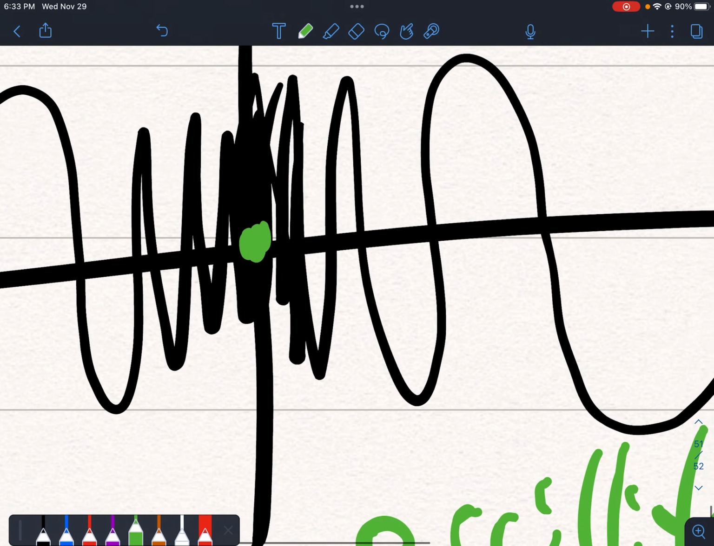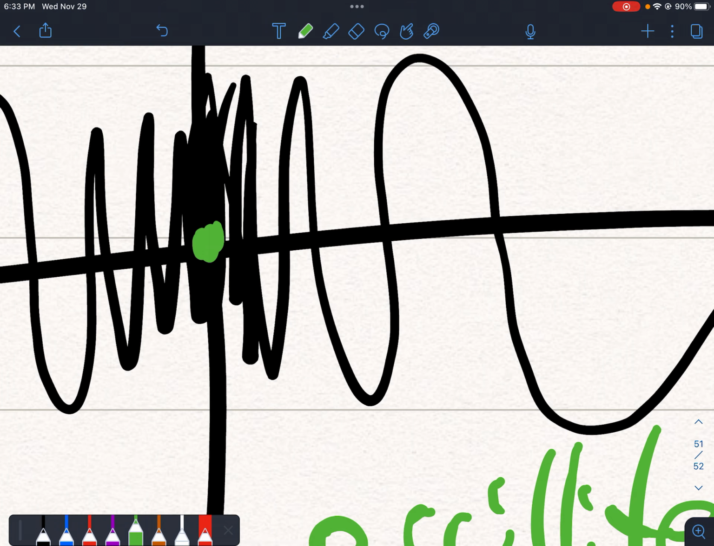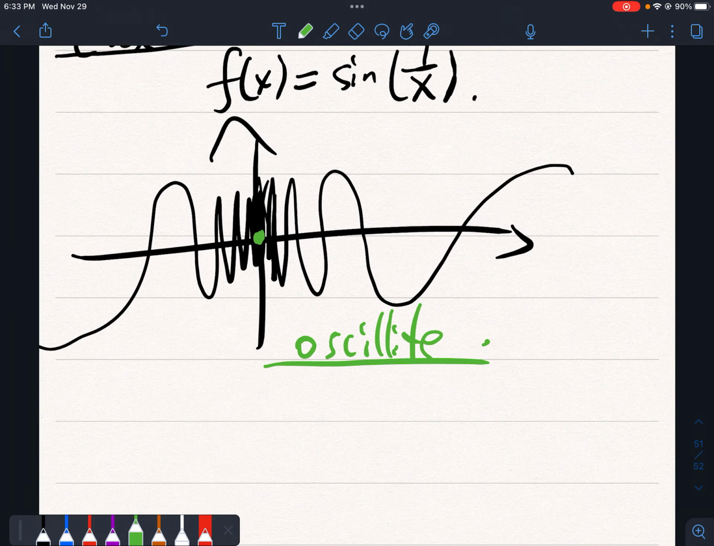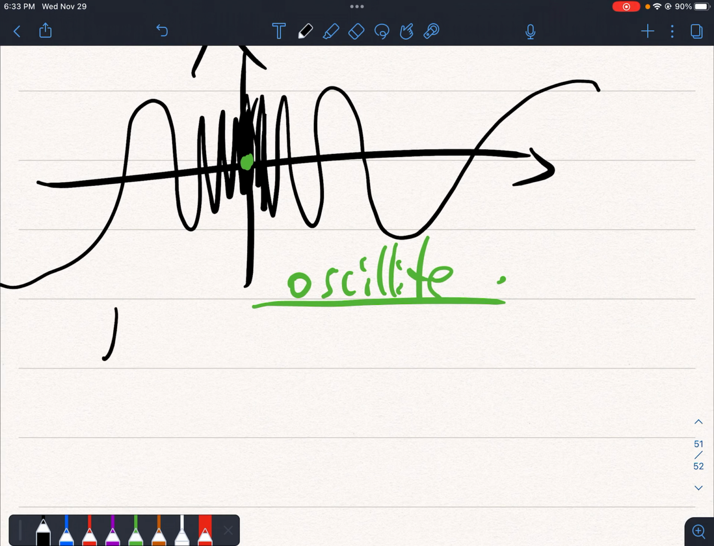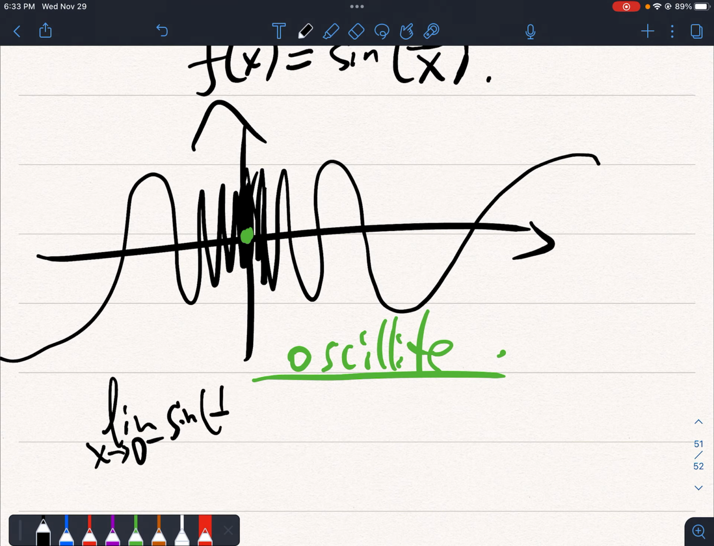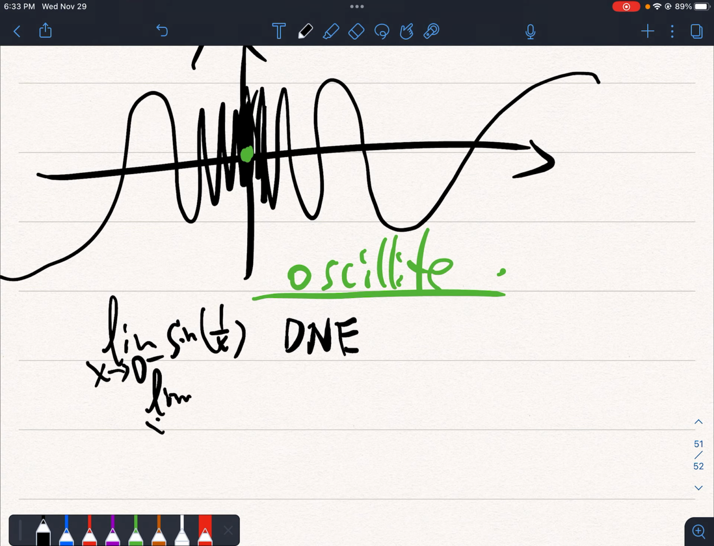So this is the origin. So you can see around this point, from the left, it will oscillate from 1 to minus 1, from 1 to minus 1, infinitely many times. So the limit does not exist. So even the one-sided limit does not exist, okay? So the left limit of this function, sine of 1 over x, does not exist. And also clearly the right limit is similar, does not exist.